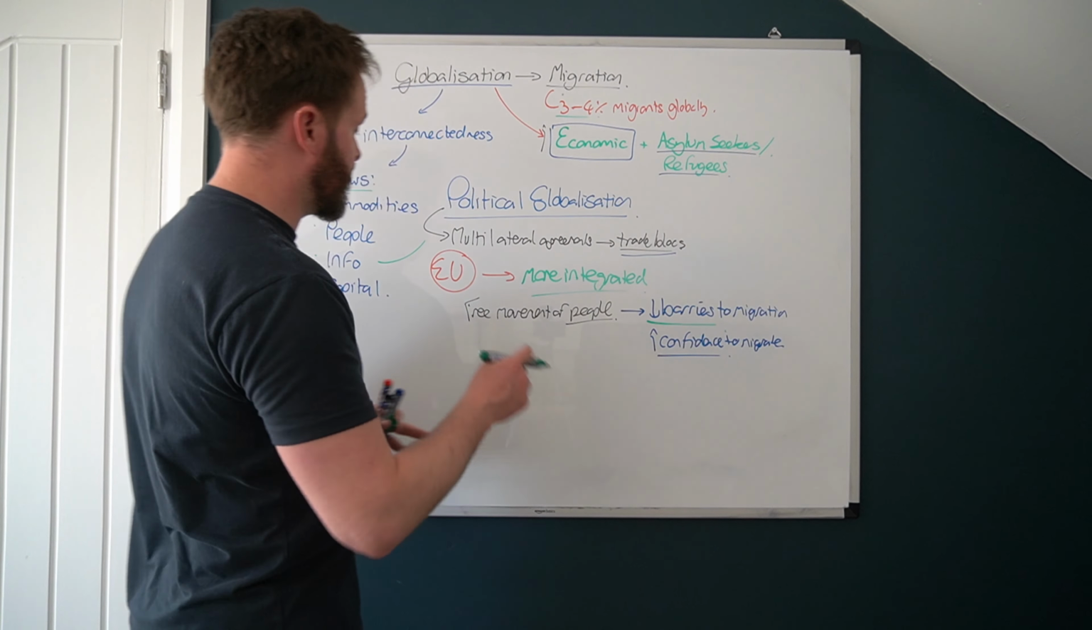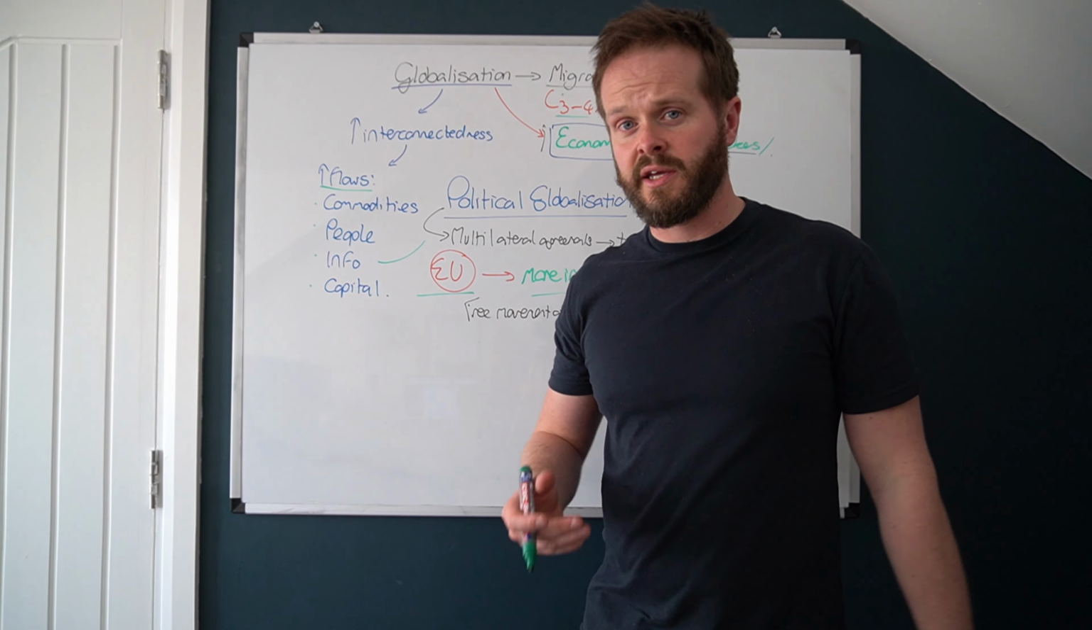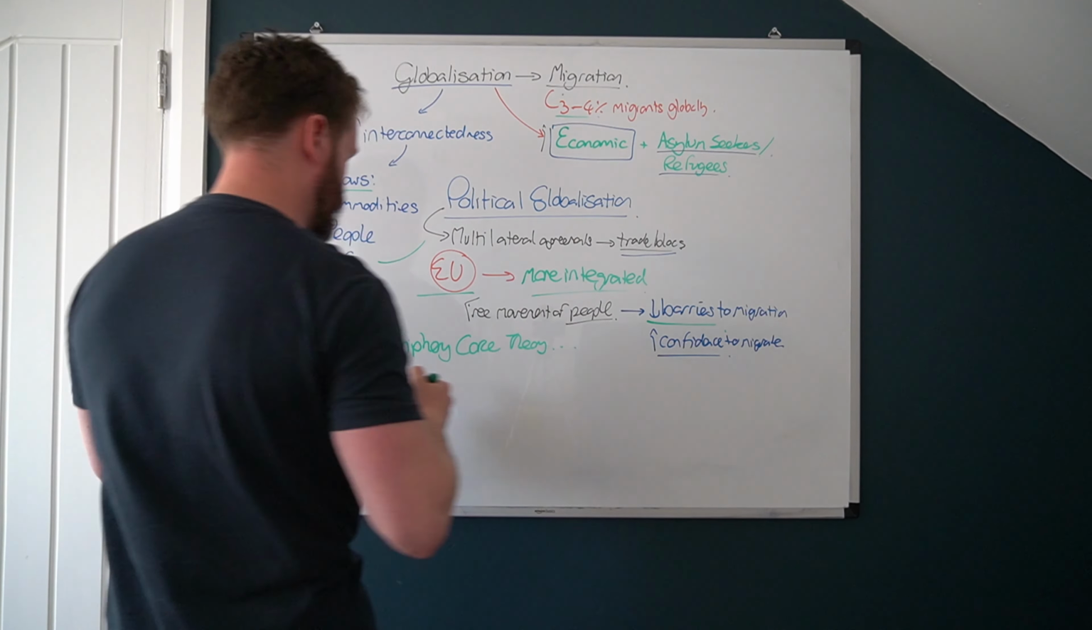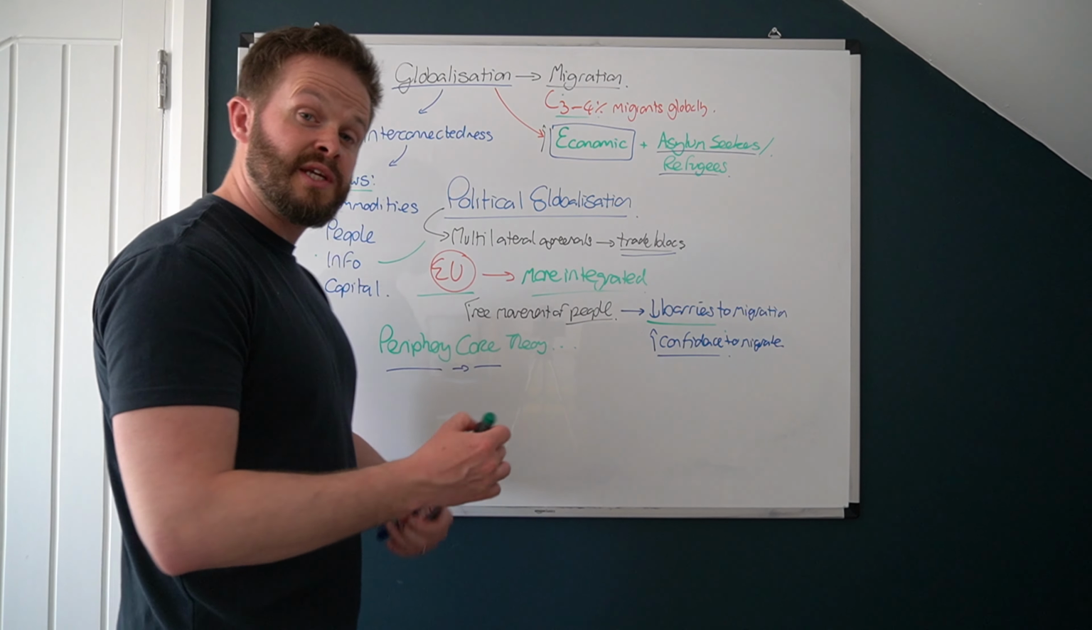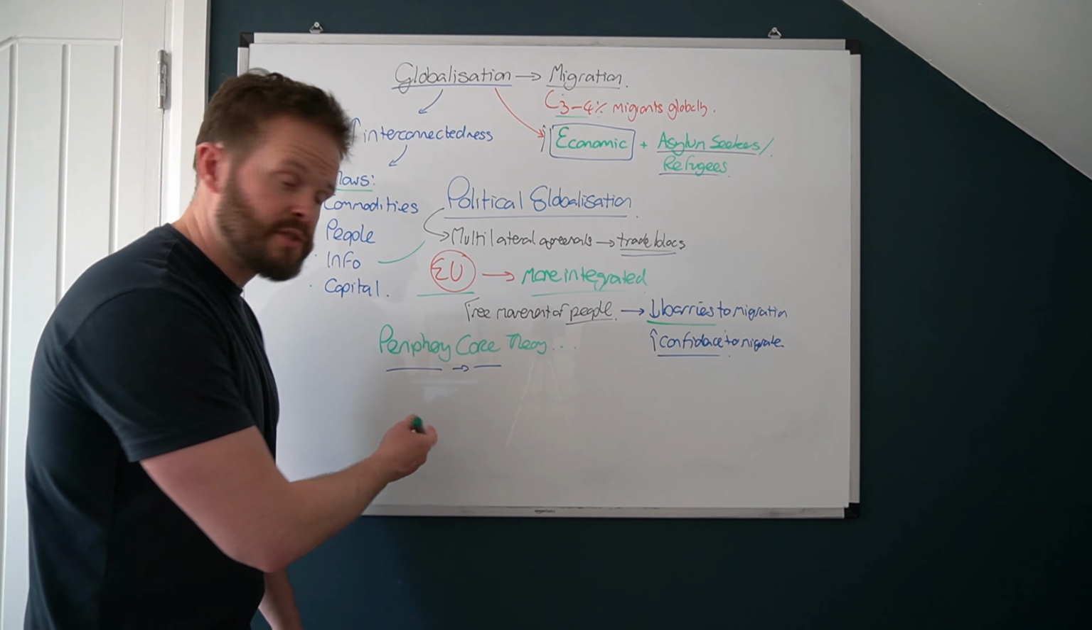So with political globalization and the EU, 2 theories I'm going to get you to weave in. So remember the last paragraph we were looking at, the theory we spoke about was shrinking world theory. Shrinking world theory, very good theory to get in. What about this one here? We've got the periphery core theory. So in EU nations, we see there are periphery countries, and they will seek to move to core countries. Example of a periphery country. Example of a core country.